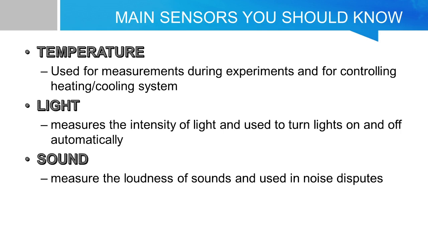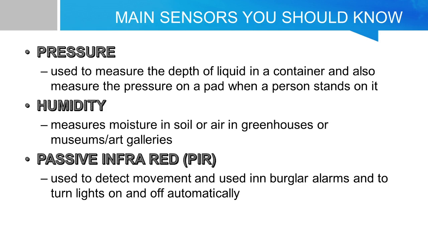Another one is the sound sensor. Sound is used to measure the loudness of sound and used in noise disputes. The next one is the pressure sensor. It is used to measure the depth of liquid in a container and also to measure the pressure on a pad when a person stands on it. And humidity is to measure the moisture in soil or air, for example in a greenhouse or inside a museum. In the museum they sometimes need to maintain the humidity for the art gallery.